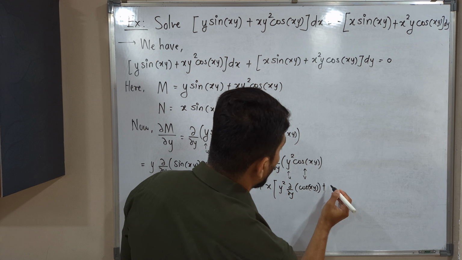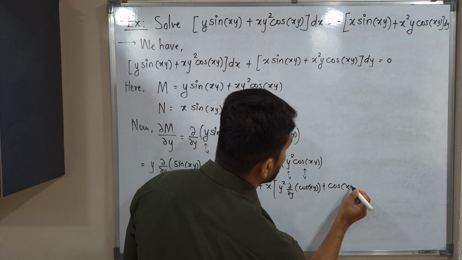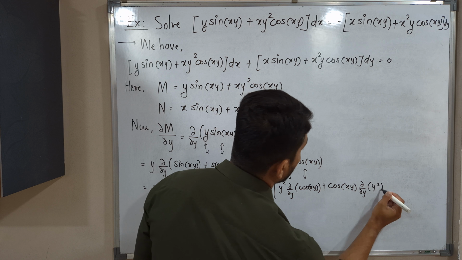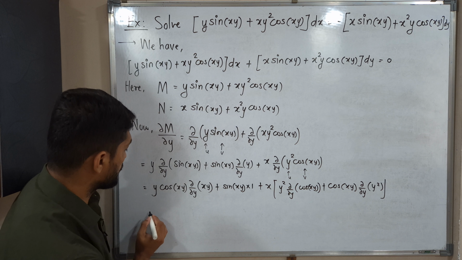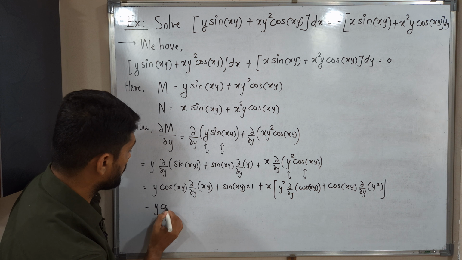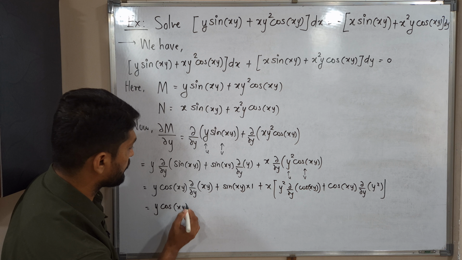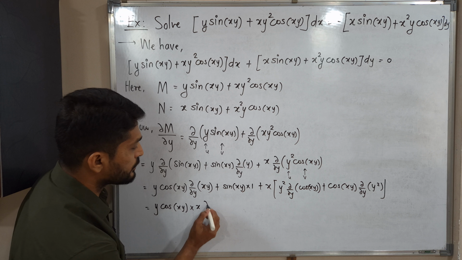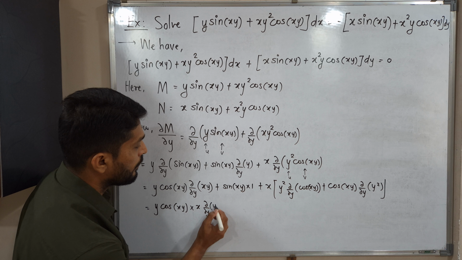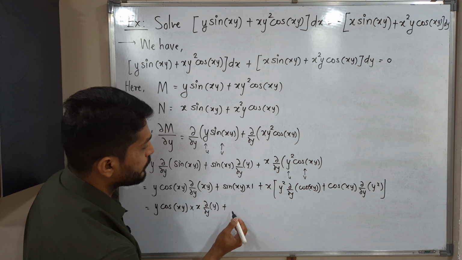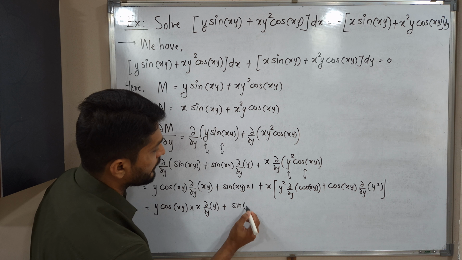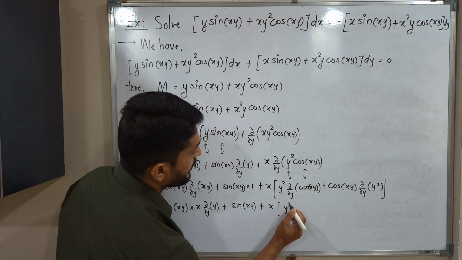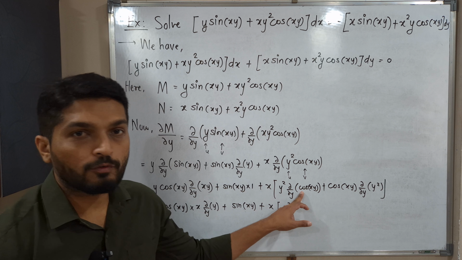Okay. So cos xy as it is, derivative of y square. Okay, let's move further. So this is equal to y cos xy. Here x is constant, so x will come outside, and simply we have the derivative of y, plus 1 into sin xy, you will have sin xy plus x y square. Now we have to find the derivative of cos.